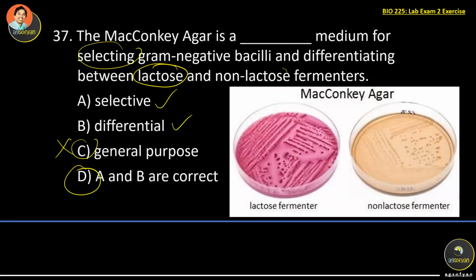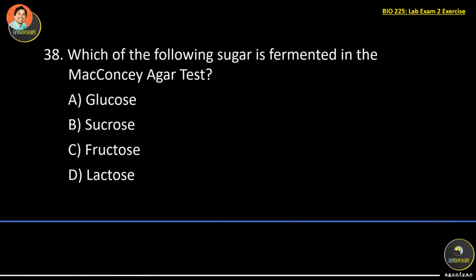If you see over here, this is a non-lactose fermenter. This is a negative result, and this is the lactose fermenter. This is a positive result. The color of the agar will change. Which of the following sugars is fermented in the MacConkey agar test? Already described that before, which is lactose. So this is the ability of bacteria, especially gram-negative bacilli, to ferment lactose.